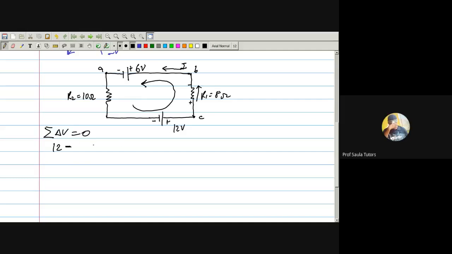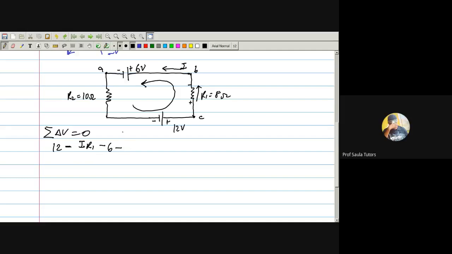So that's IR1. Across this one, tell me, will it be positive 6 or negative 6? It will be negative. Check. Negative. Why? Because we are traveling from positive to negative. Exactly. So negative 6. So look at this one also. This also is minus 10I. Have you got it now? Yes.